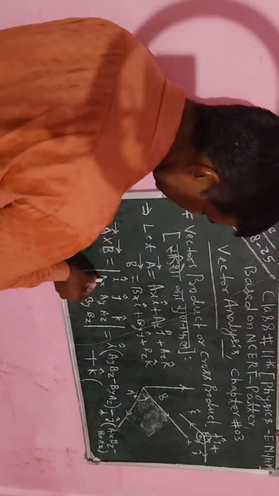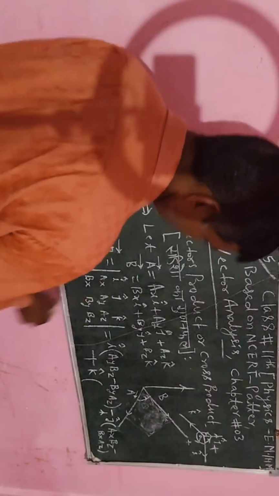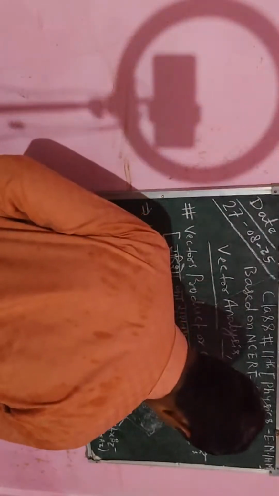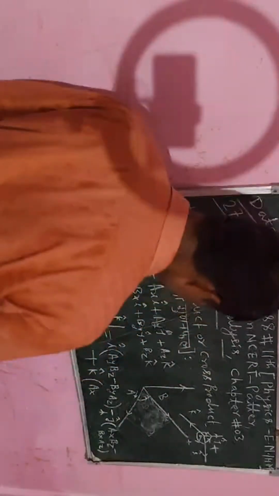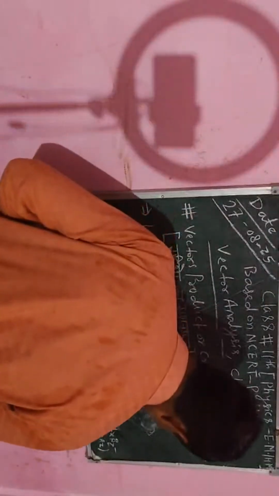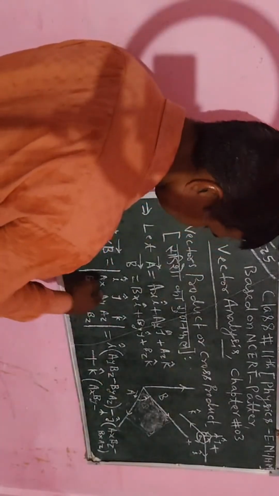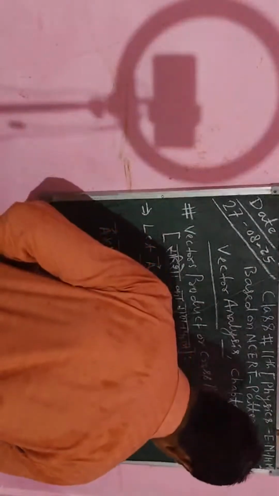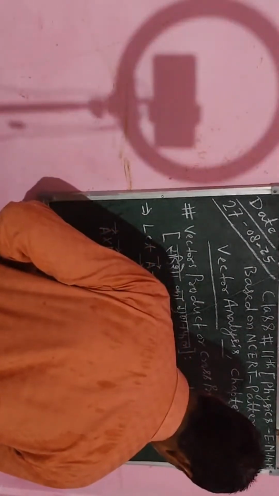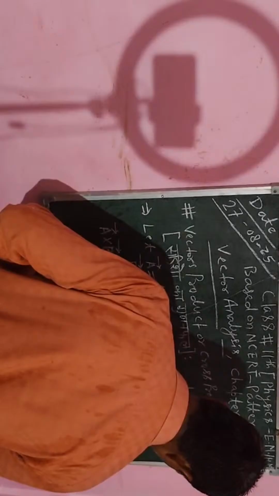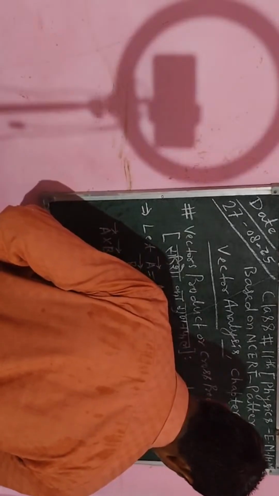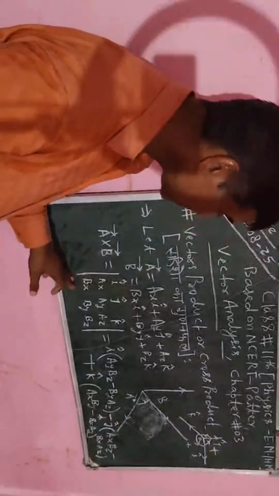So I will put there az, ax by, ax, and then by. I will write ax into by, and then I will put there a minus sign, and then I will write dx ay, dx ay. So this is the required expansion of this modulus term.